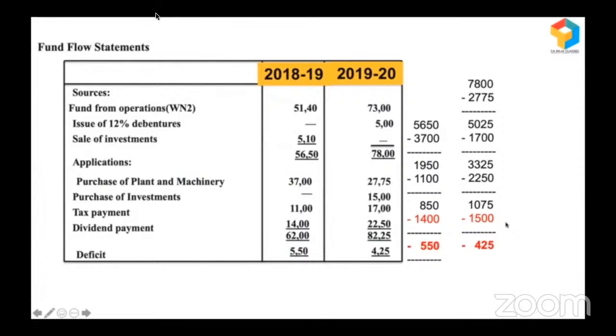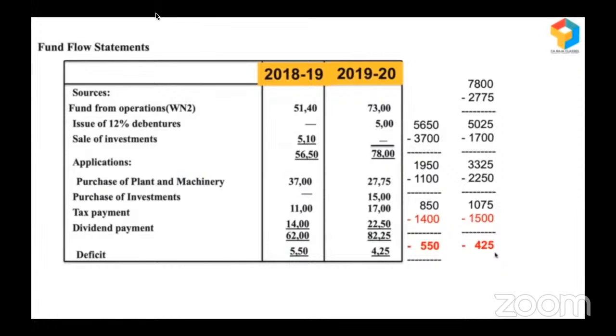They've invested in someone else's business. This business is not learning from its mistakes. When they are left with 1,075, they should have stopped at that level. They should have ensured that this money is going for supporting the working capital requirements of the business, but they didn't do that. Okay, so all these hidden practices will get caught, will get revealed in the fund flow statement.